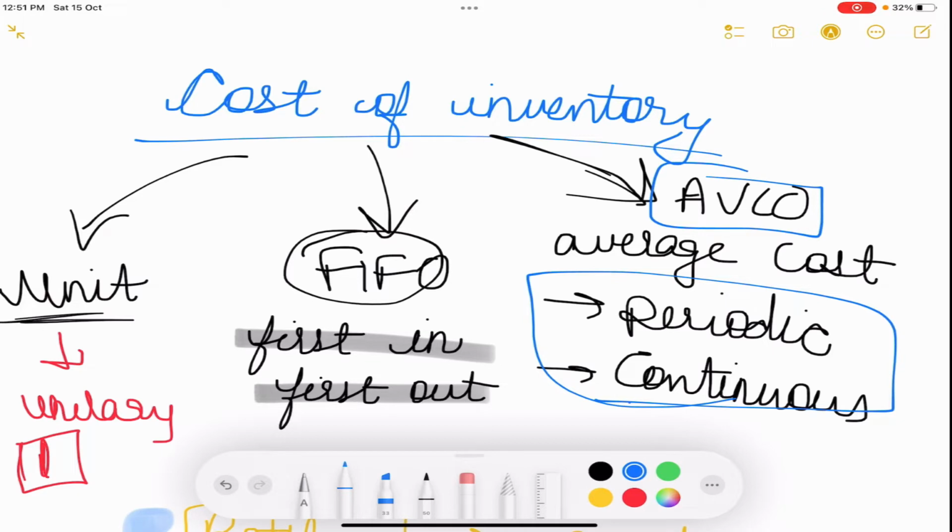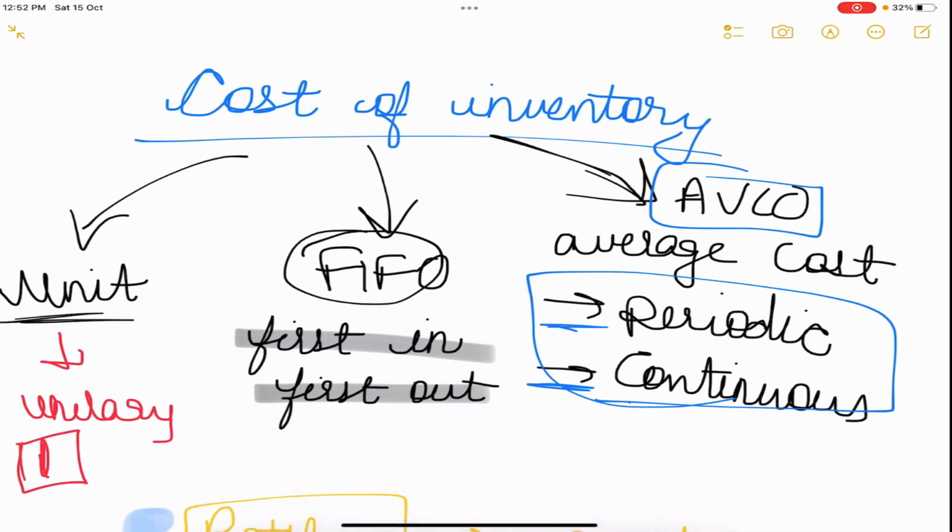Now let's quickly revise the three types of methods we have to calculate the cost of inventory. Unit method, which is the unitary method. FIFO, which is first in, first out, which means whatever comes in first also goes out first. And then we have the average costing method, which is AVCO. There are two types of average costing method. The first one is the periodic costing method and the second one is the continuous method. We will be discussing periodic and continuous in detail in a while, but just don't worry.